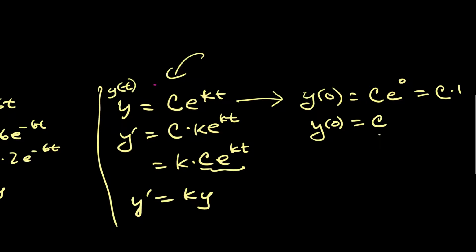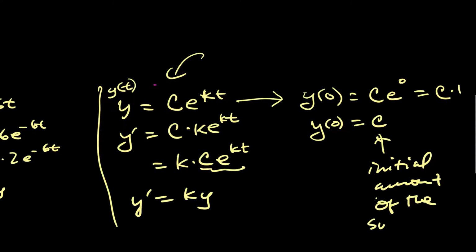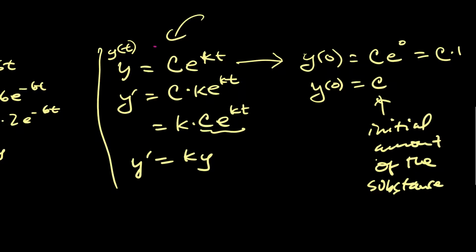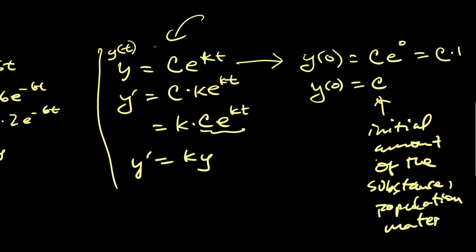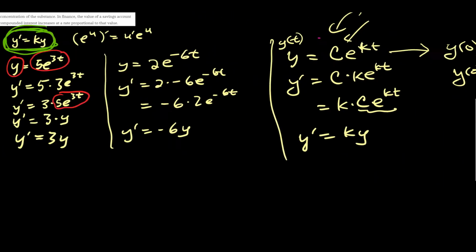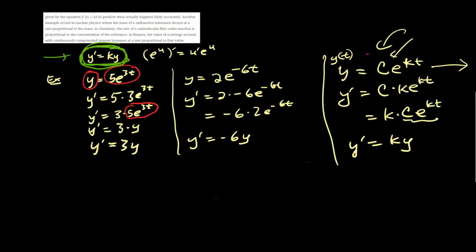So we're going to call this the initial value, so initial amount or value of the substance or population or whatever y represents. Substance, population, material, whatever it is, it's the initial amount. So if they give you an initial amount, that tells you that you should plug in that initial amount for C. Now, one thing I want to point out before we go to an actual example are a couple of things.